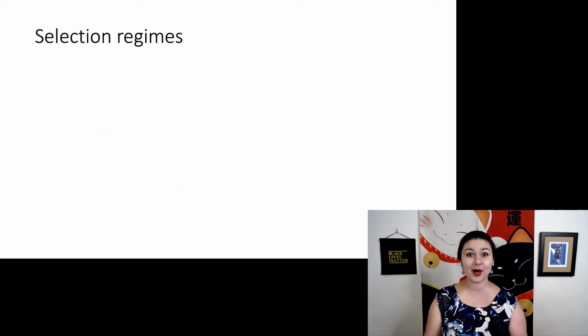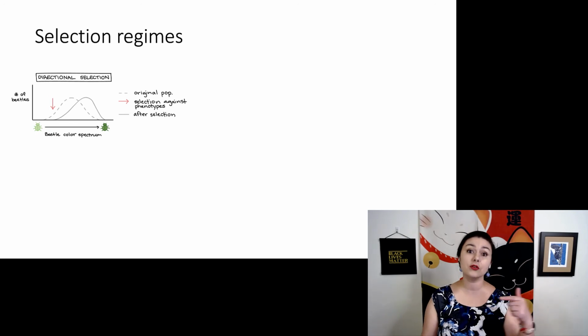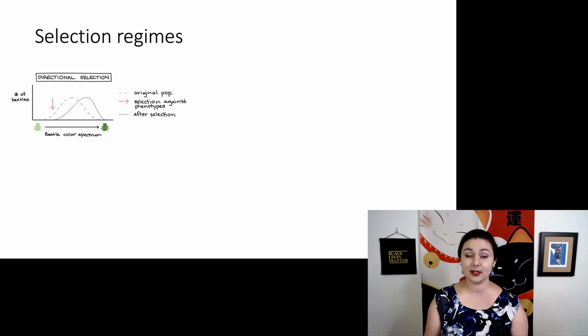When we're talking about these instances of microevolution, there's a couple different ways selection could happen. One of the most easy to understand ones is called directional selection. So we're seeing this bell curve, it's moving in a direction. So with our finches, we saw the beaks got larger. In this beetle example, our beetles are getting darker.